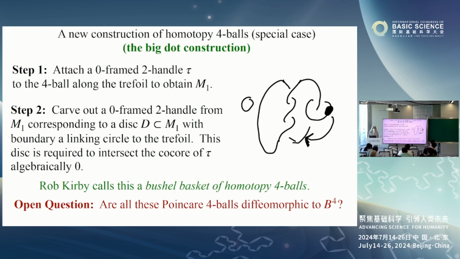Anyway, it's a nice little exercise to show this is what I call a Poincaré ball. It's a homotopy 4-ball with boundary the 3-sphere. And so I think it's a fantastic question: if you have homotopy 4-balls built this way, are they standard? When I showed this to Rob Kirby, he immediately called this a way of constructing a bushel basket of homotopy 4-balls. So anyway, that's an aside.